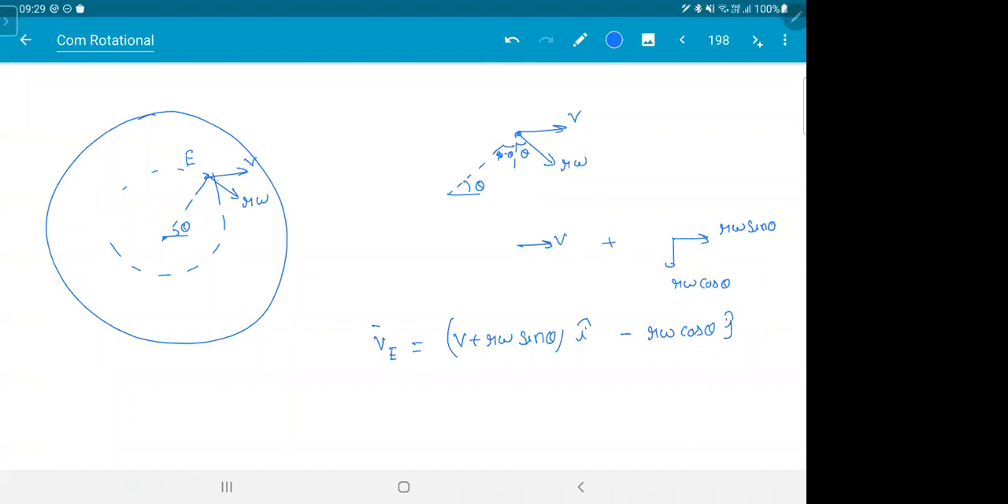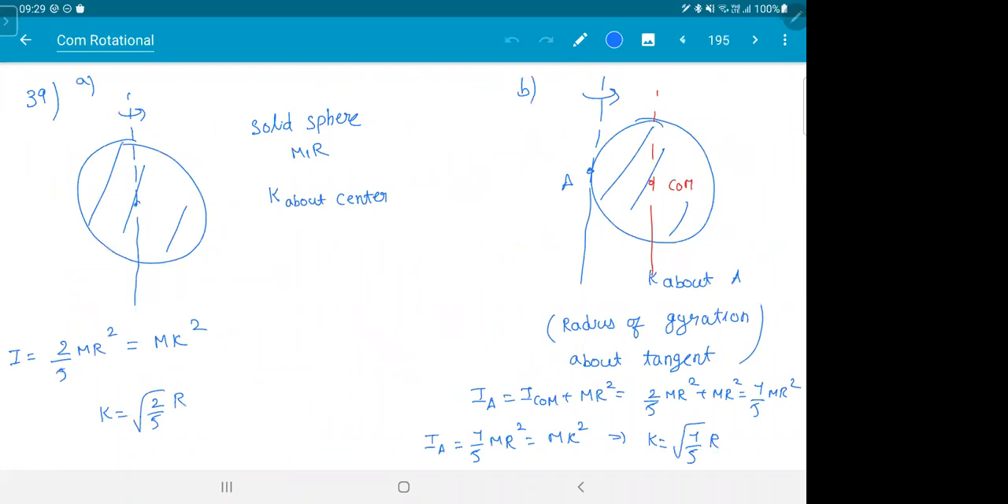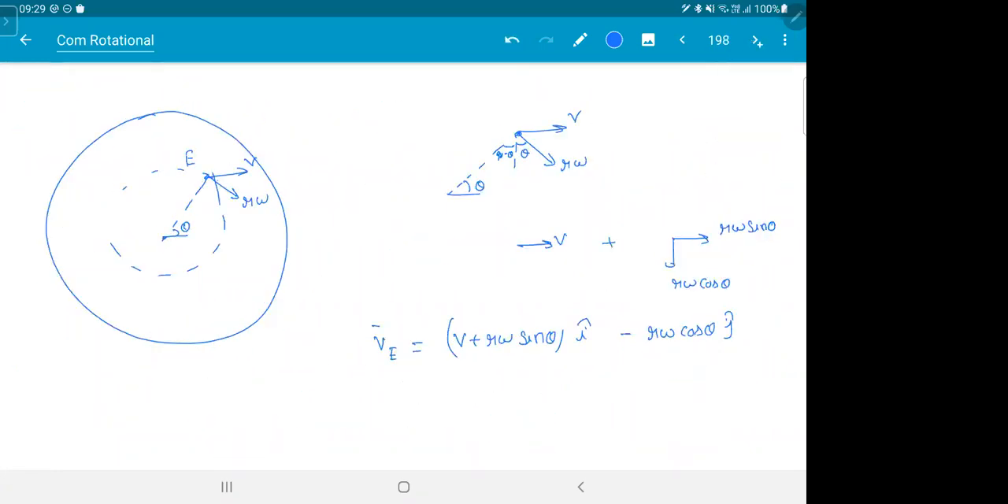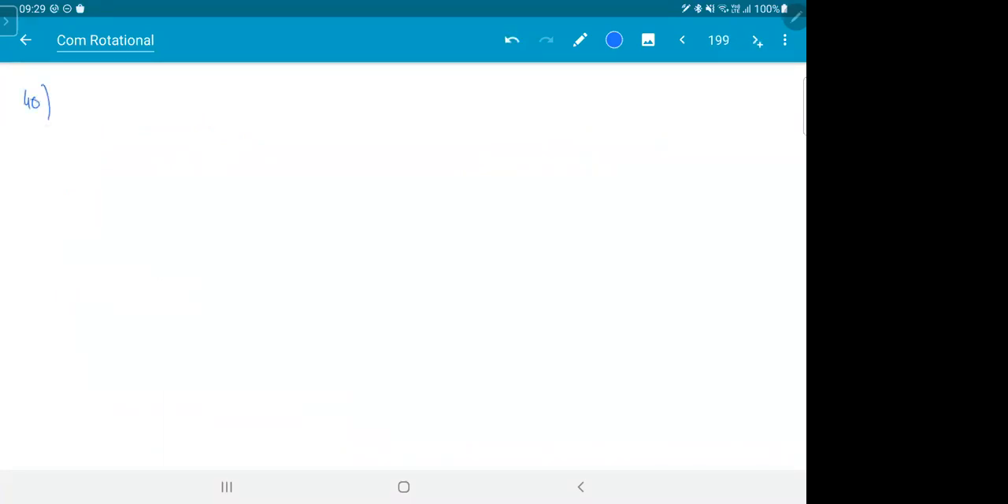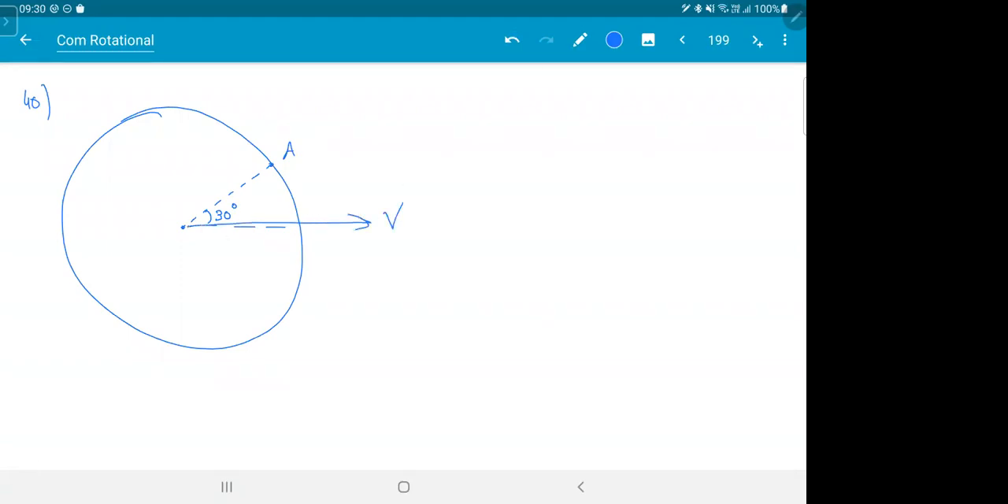Clear this thing, everyone. Let's see a question. Let's say this is point A. 30 degrees. Okay. So this is going with V. This is going with omega, which is V by R. Find VA. The radius of this ring is R.